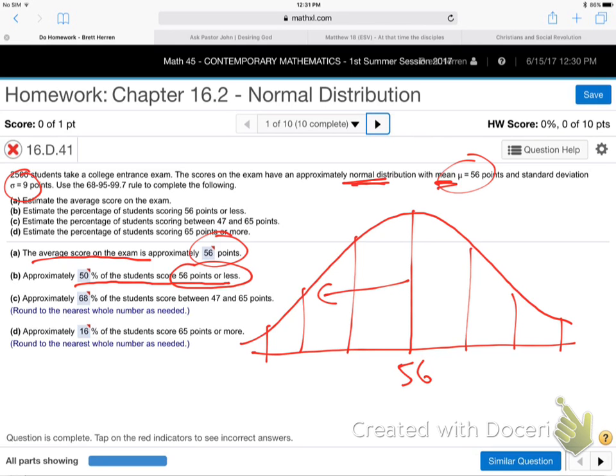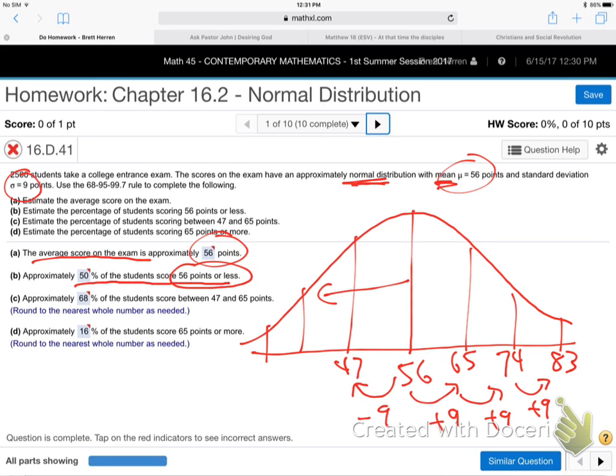So the middle's 56, add 9, 65. Add 9, that's 74, add 9, 83. And the other way, subtract 9, 47, subtract 9, 38, subtract 9, 29. So we put the middle, 56, and then the jump amount from line to line on the bottom is 9.